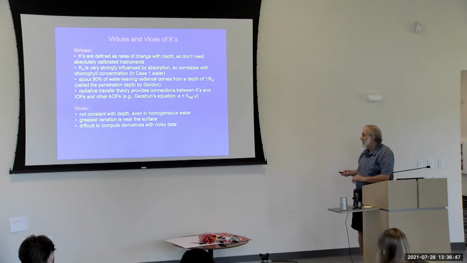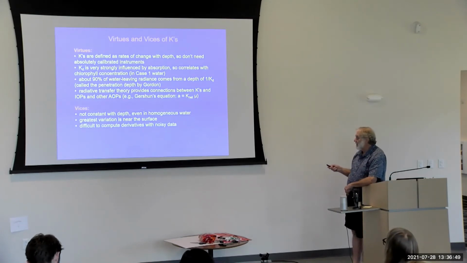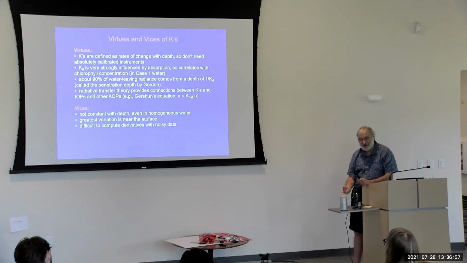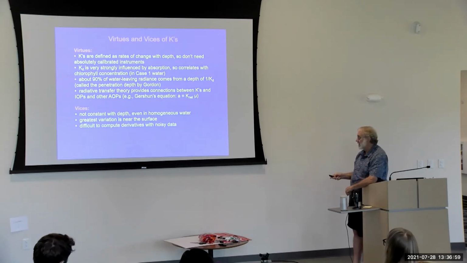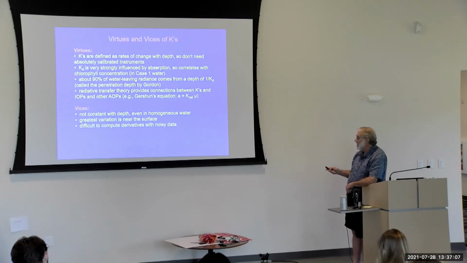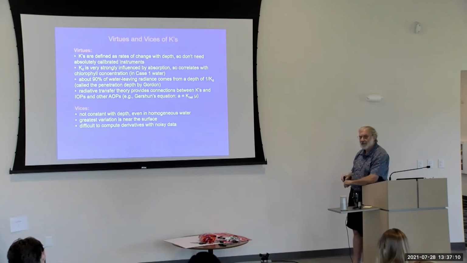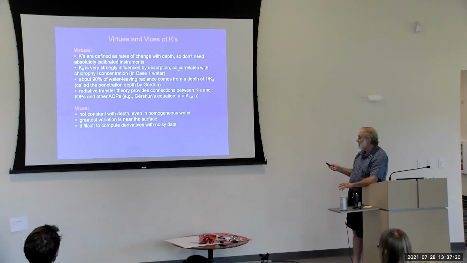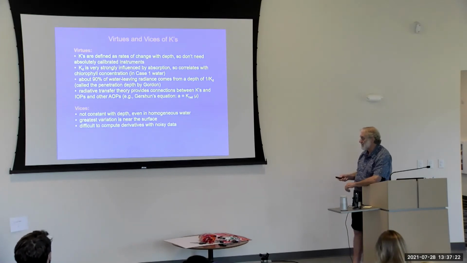These K functions do have their virtues. They're determined by rates of change with depth, so you don't need to absolutely calibrate your instrument. You're just looking at the slope of the curve, not its absolute magnitude. You can work through the theory, which we're not going to do in here, but it turns out KD is a very absorption-like parameter. It's very dominated by absorption, and absorption is dominated by chlorophyll in case one waters. So KD correlates very strongly with the chlorophyll concentration.